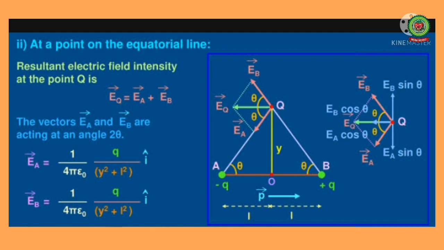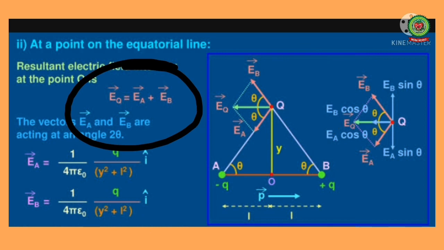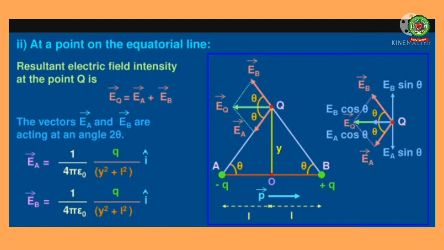Students, the electric field intensity due to minus q and plus q charges is equal to the vector sum of the electric field at point A and point B. So children, now we will be applying the formula for electric field. As you all know, electric field is given by the formula 1 over 4 pi epsilon naught q over r square. r is the distance between the point and the charge.